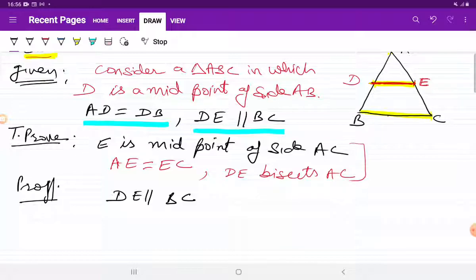The basic proportionality theorem says that if one line is parallel to one side of a triangle and intersects the other two sides at two distinct points, then it divides those other two sides in the same ratio. You can see that the other two sides are divided in the same ratio.